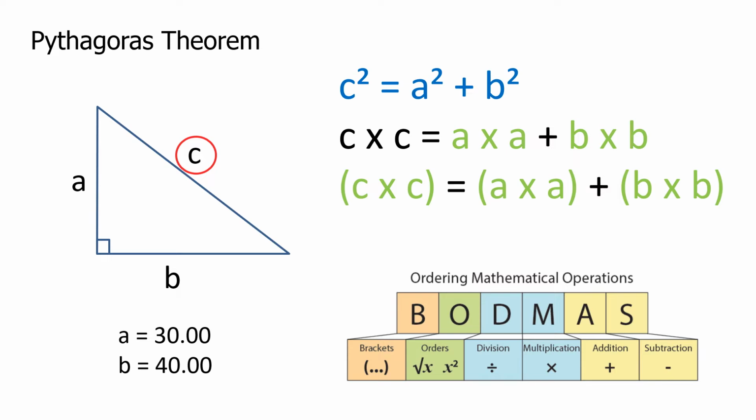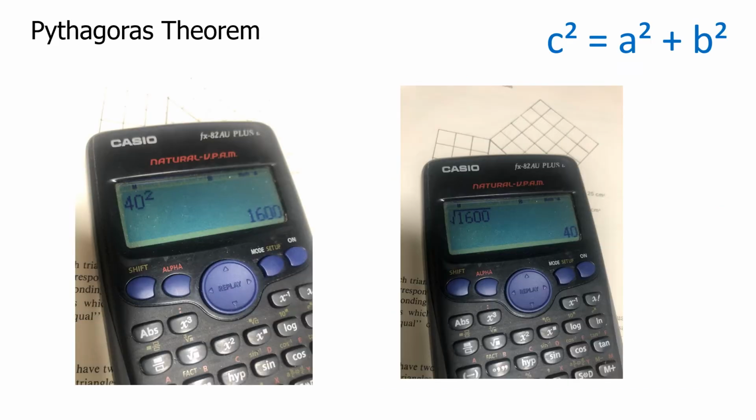What does squared mean? C squared means c times c. A squared means a times a. B squared equals b times b. And remember, from our order of operations, being a squared, it has to be solved first. So we'd solve the squares and then we'd do the addition. So multiplication and division before addition, and obviously orders and square roots are done before multiplication, division, addition and subtraction. So we can see our ordering of mathematical operations at the bottom of the screen.